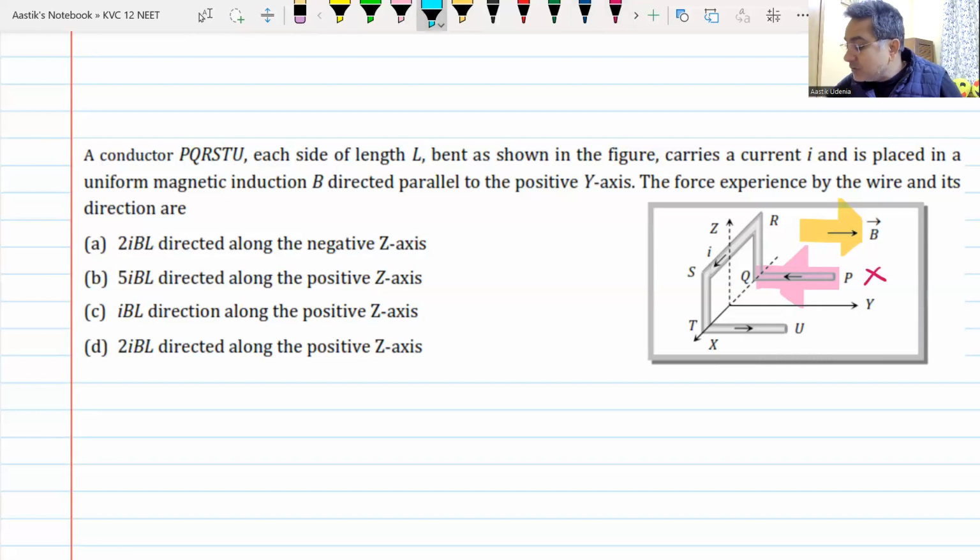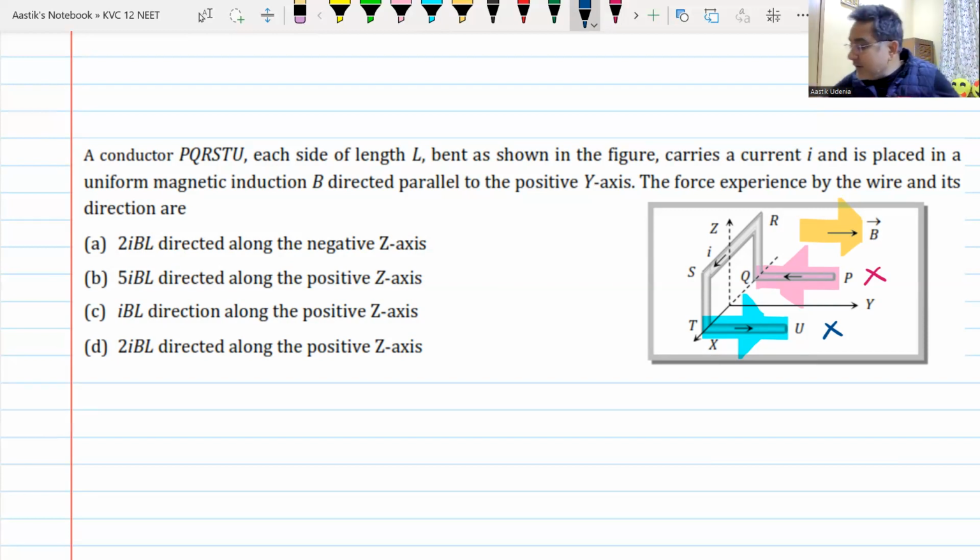Let me move on to this blue wire. This blue wire has current in the same direction as magnetic field. The angle between magnetic field and current or length element L is 0. So the force on this wire is also 0. Do we understand this? Yes or no? Great.